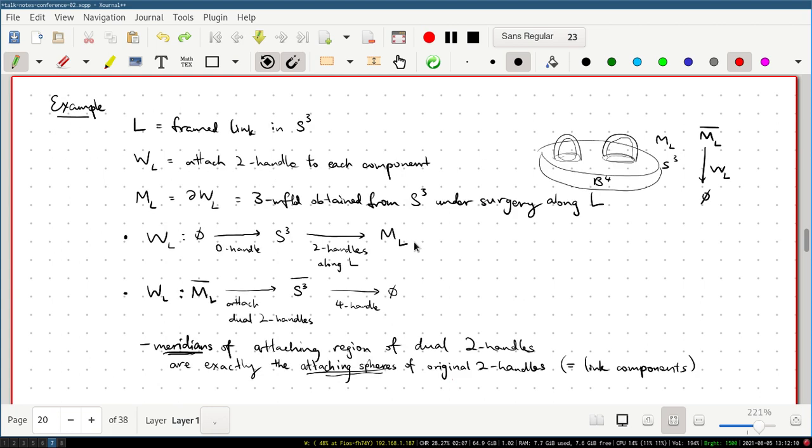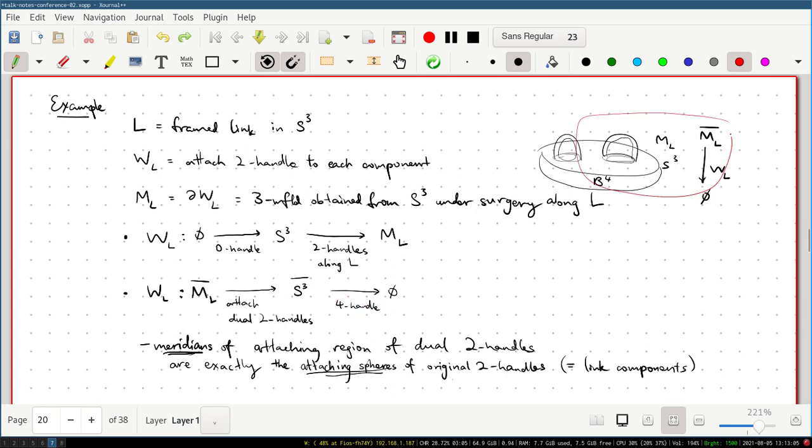I'll discuss some examples. So let's say we take a framed link in S3 and we attach to the four ball a two handle for each component of the framed link. So in terms of the boundary, of course, this is just performing surgery along L. And so we can think of WL as a cobordism. The four ball is a cobordism from empty to the three sphere, and each attaching of two handles is a cobordism to the manifold. But we should think of it here the other way around. So we take the dual handle decomposition. Now we have a cobordism from ML with the opposite orientation to S3, again with the opposite orientation. Finally, we cap it off with a four handle.